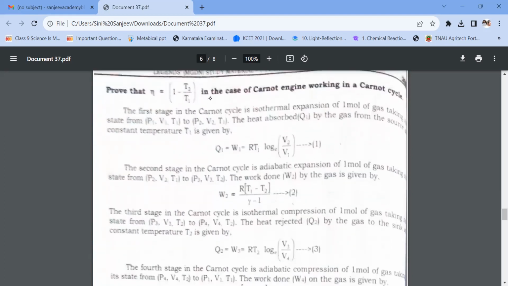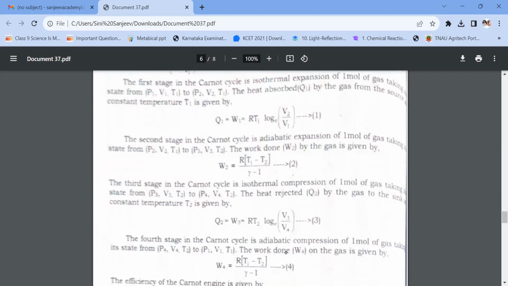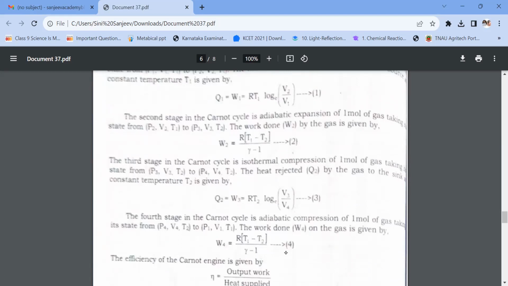Clear? Next one is to prove that efficiency is 1 minus T2 by T1, which I already told you. We know that W is equal to RT log of V2 by V1 to the base e. So this we have already derived. So W1 and W2 you have to know, and here we have to get one more thing called W3 also. So one is V2 by V1, and W3 will be V3 by V4. So these 3 equations, just keep in mind.